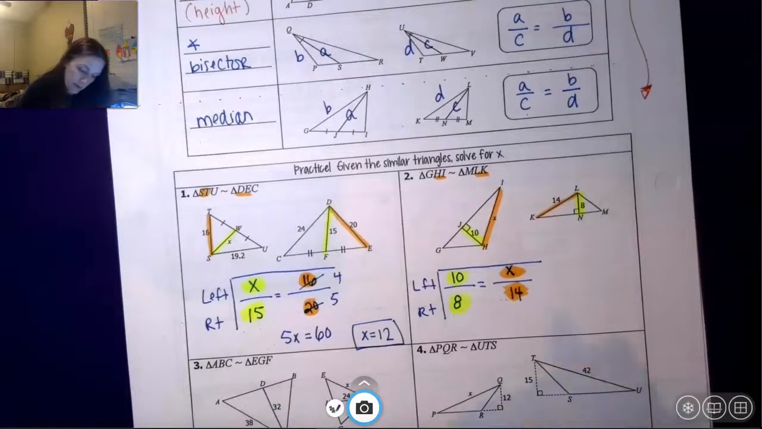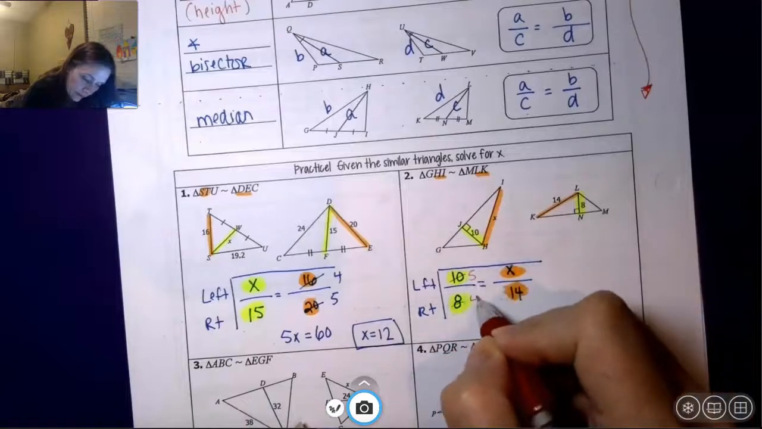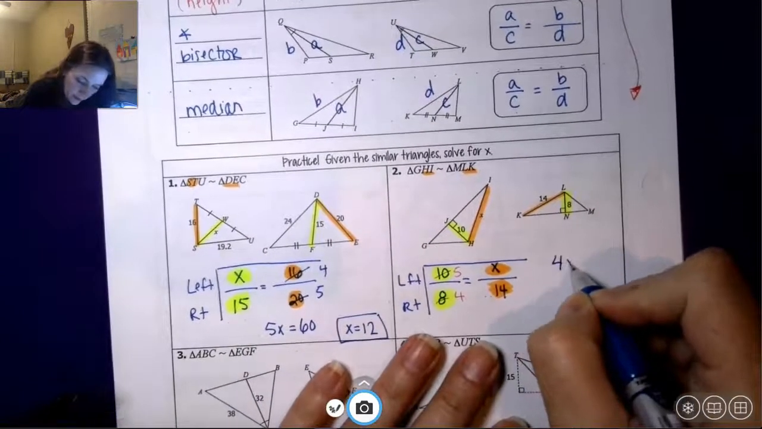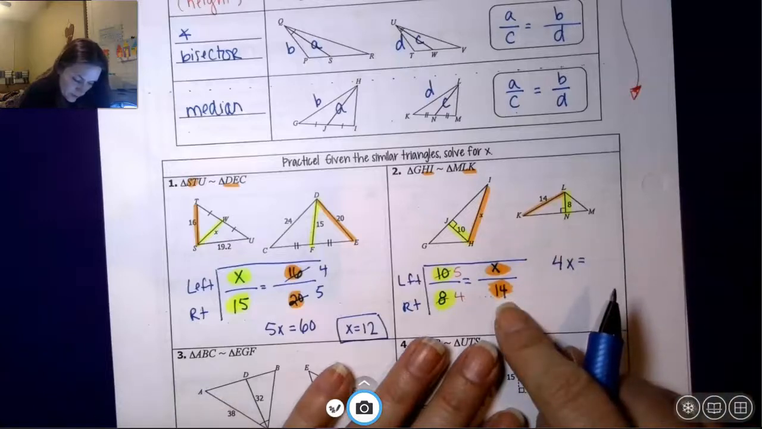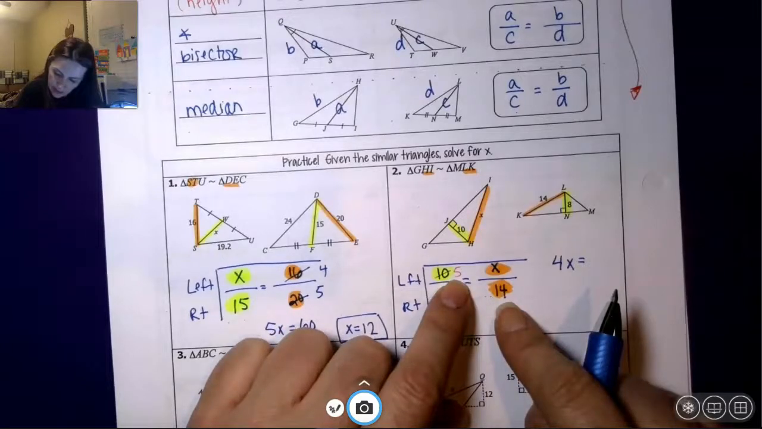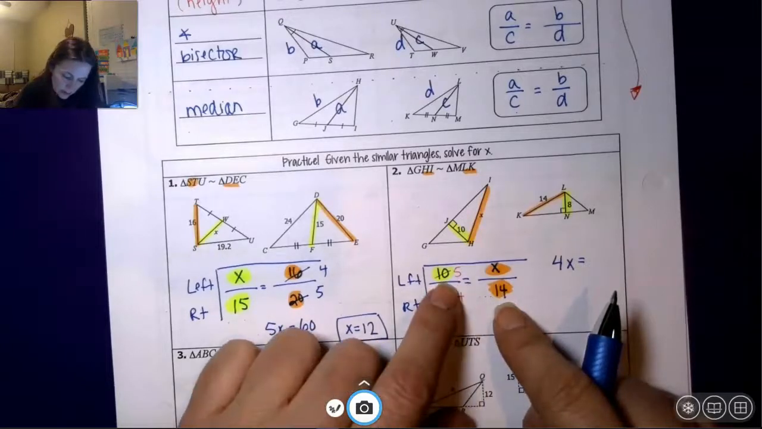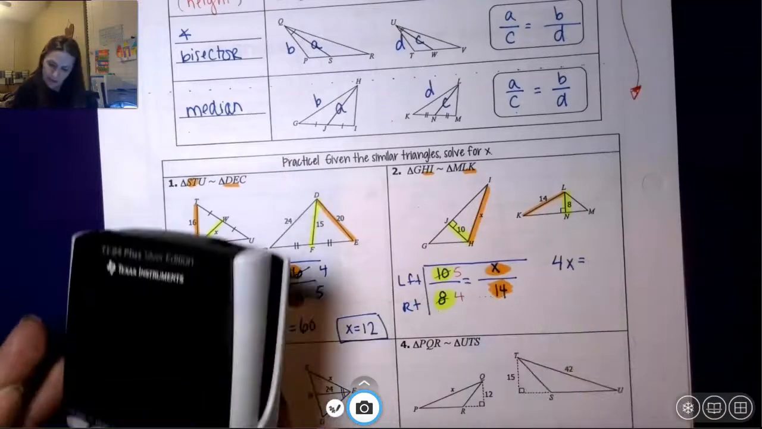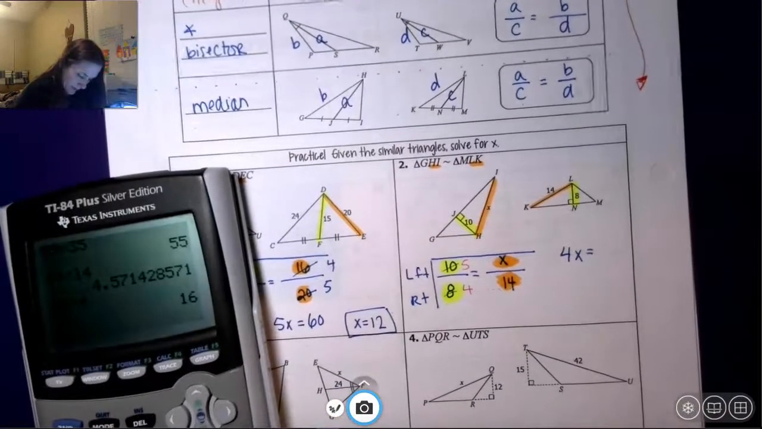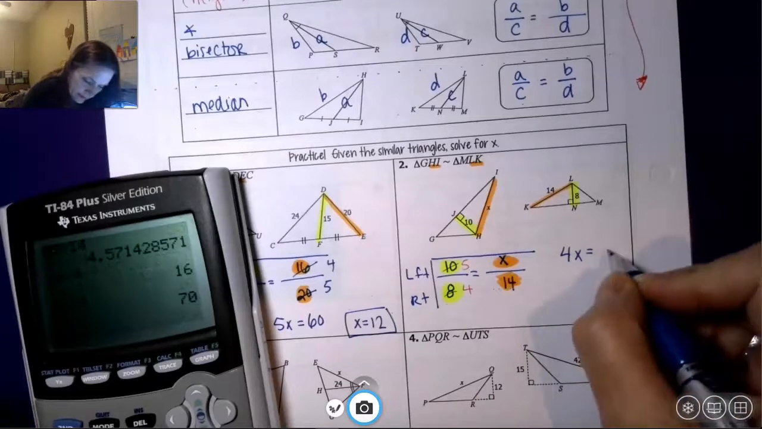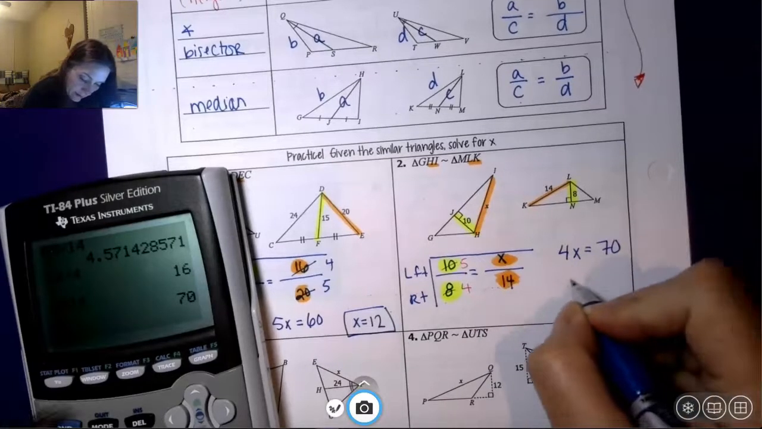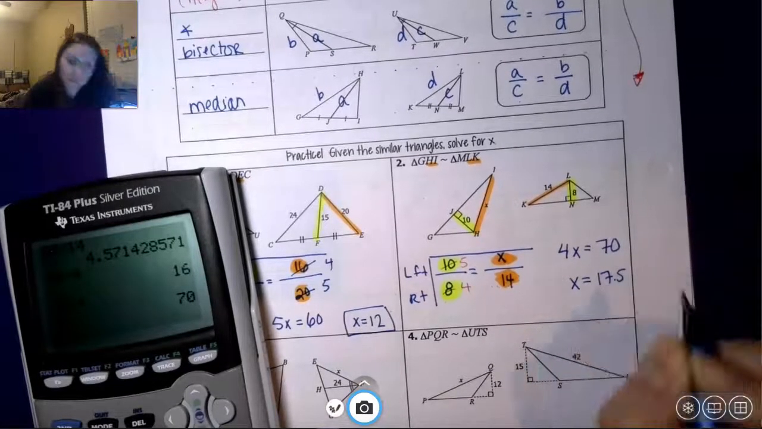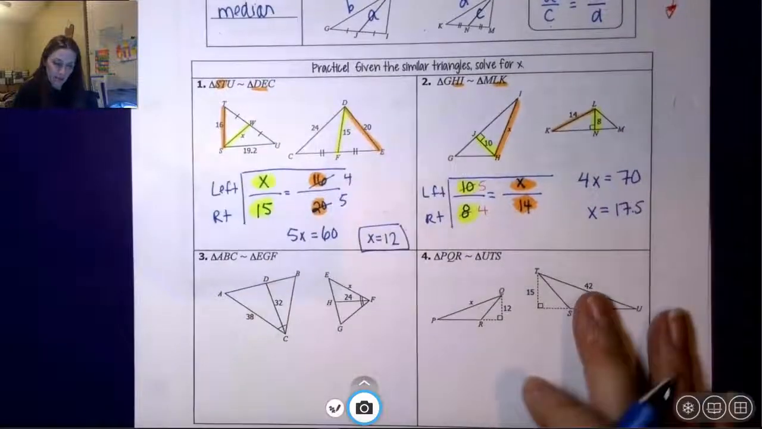Simplify if you can. Cross multiply and divide. Divide by 2, I get 5 over 4. And 4x equals... what am I wrong? 5 times 14. Not have the same right answer. 5 times 14, we get 70. And then divide by 4, I get x equals 17. There we go. Okay, go ahead and set up the next two. Come back and check.